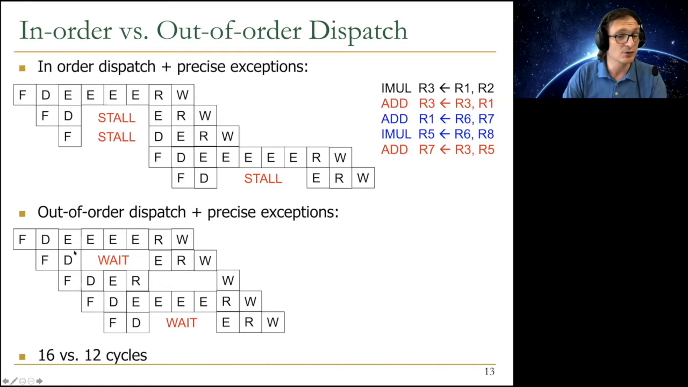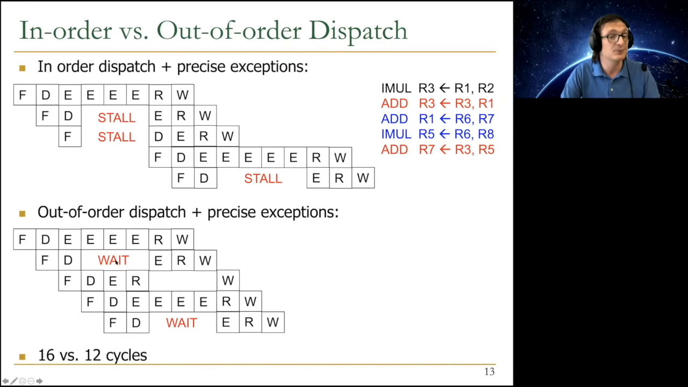But if you look at out-of-order dispatch, and we are maintaining precise exceptions in this case, we move the instructions into a waiting area if they're supposed to stall. Instead of stalling, they're waiting in the reservation stations. So later instructions can get decoded and executed because their values are available. These two independent instructions can flow through the pipeline, decoded and executed, and only the instructions that have to wait for data values actually wait.